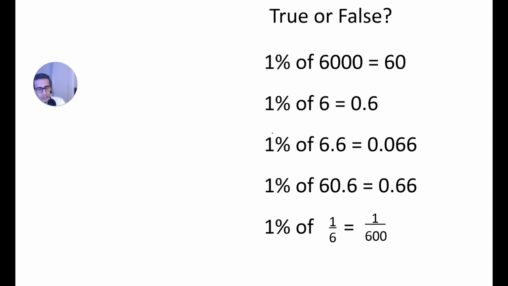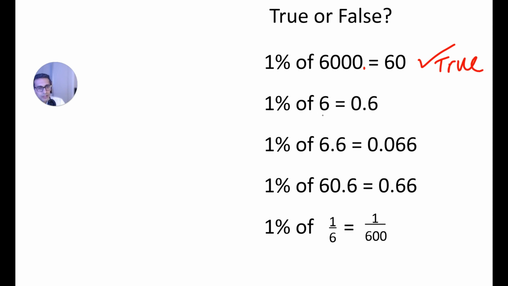So in all cases we're actually finding 1%, so really what we want to do is just divide the value by 100 to work out 1% straight away. This is really a test of your division skills here. So 600 divided by 100 is going to give you 60, so that's true.